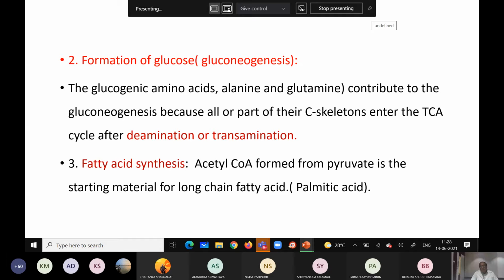And the third one is fatty acid synthesis. Acetyl CoA formed from pyruvate is the starting material for long chain fatty acids. That is, palmitic acid can be formed from acetyl CoA. So these are the functions attained as the anabolic functions of the TCA cycle.